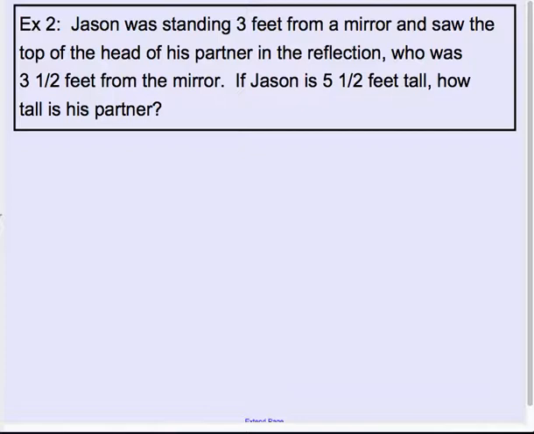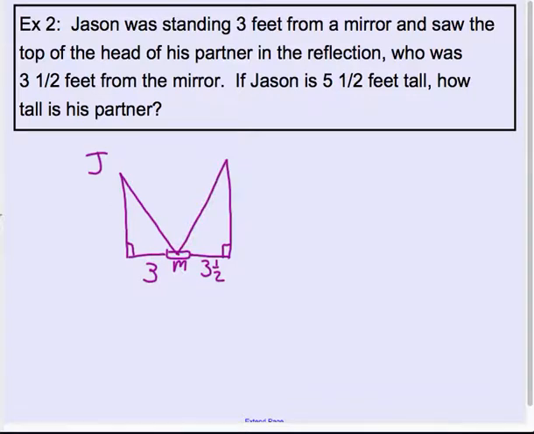Normally when you think mirror, you're thinking standing in front of it. But in this case, we had a little mirror that was on the floor. Jason was 3 feet away from the mirror. And his partner was 3.5 feet away from the mirror. Obviously, people stand perpendicular to the ground. And so what he did was he was looking down at the mirror and saw the reflection of his partner. Call it P. So there's Jason's partner. Jason is 5.5 feet tall, and we're wondering how tall is his partner.